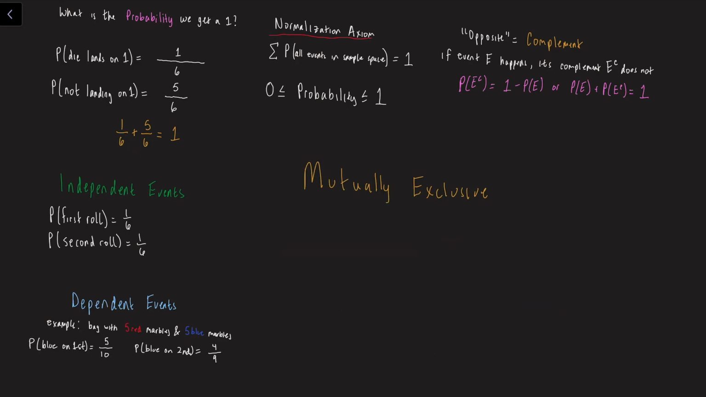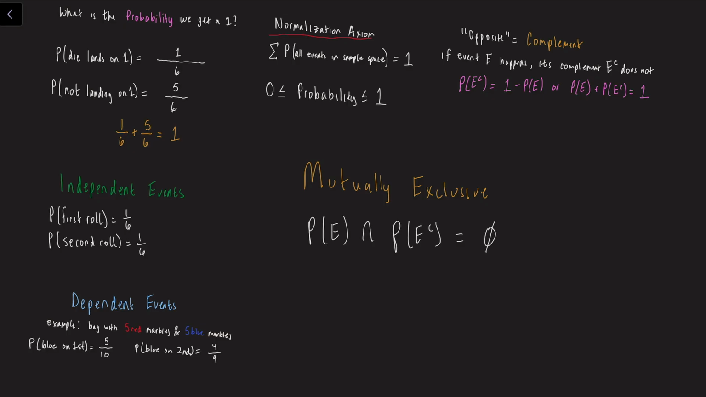You may hear 2 events being called mutually exclusive or disjoint. This is just a fancy way of saying these events can't happen at the same time. For example, you being born in Brazil and you being born in Germany. Those 2 events are mutually exclusive because it's impossible for those 2 events to happen simultaneously. In general, an event and its complement are mutually exclusive.